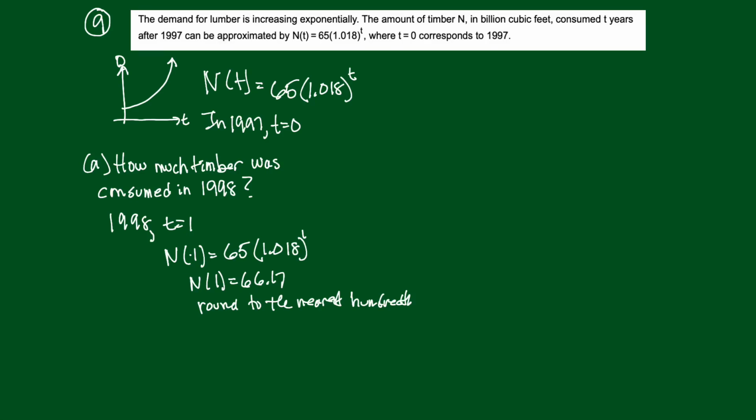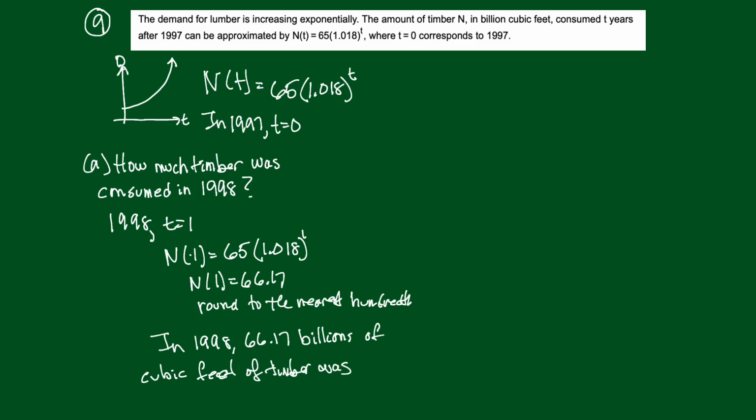Well, for the nearest hundredth, this is the ones place right here, that's the tens, the ones, the tenths, the hundredths, and it just stops at 7. So we already are to the nearest hundredth. So I'm going to say this: in 1998, 66.17 billion cubic feet of timber was consumed.